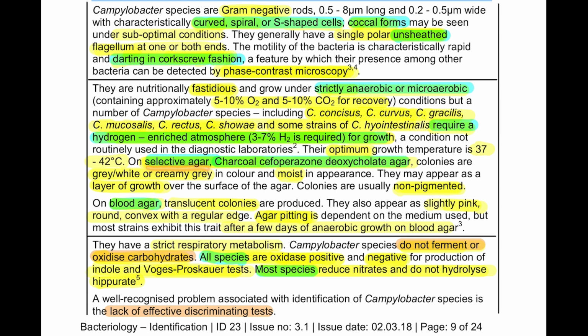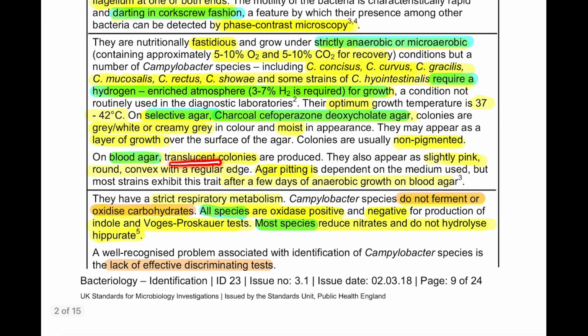We use a selective agar, charcoal cefoperazone deoxycholate agar. This is a blood-free medium, and it yields the highest isolation rate for Campylobacter. It gives you gray-white or creamy-gray, moist colonies, and it sometimes appears as a layer of growth, what we know as swarming, on the agar. On blood agar you will see translucent, moist colonies, and after a few days of growth you will see pitting of the agar. So this is about the culture condition of Campylobacter.